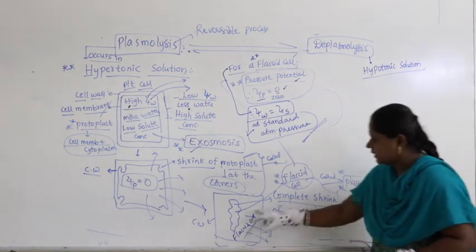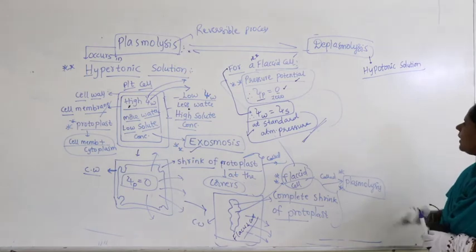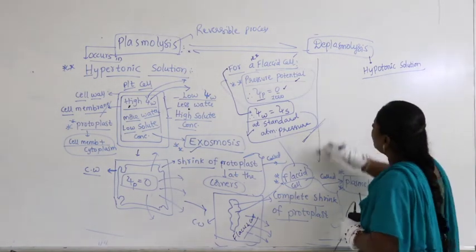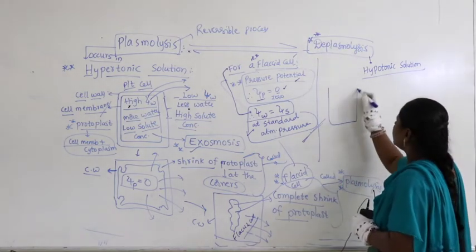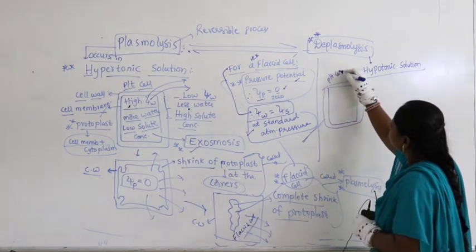Take the flaccid cell and keep it in hypotonic solution. Then what happens when you keep the cell in hypotonic? I'm talking about what we are discussing about deplasmolysis. Take the flaccid cell. Right, this is a plant cell.